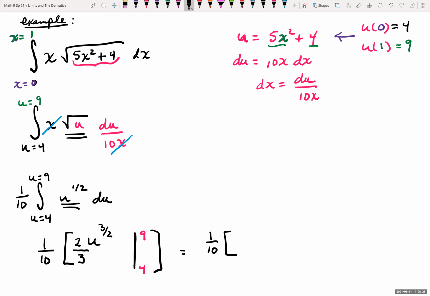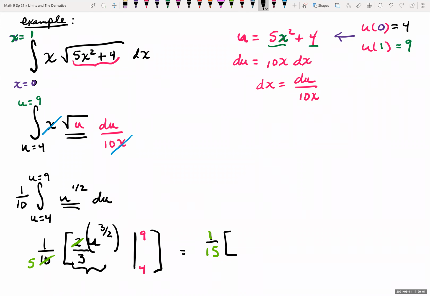So this is the same thing as 1/10 of evaluating 2/3. Actually, let's pull the 2/3 out there. And before we do that, let's simplify. 2 times 5 is 10, so 2 goes into 10 five times. This is multiplication, so we can simplify. And so we're left with 1/15 out here.